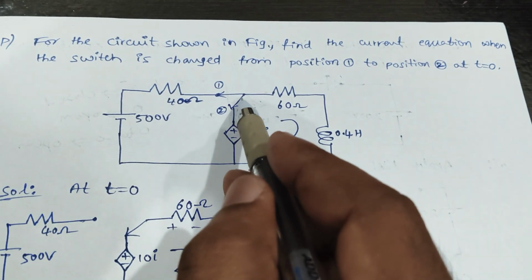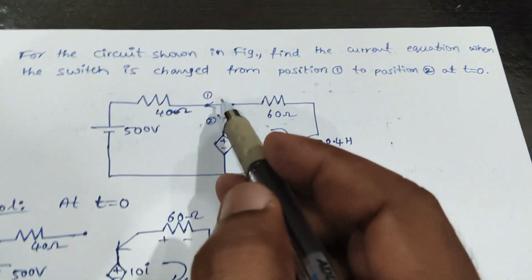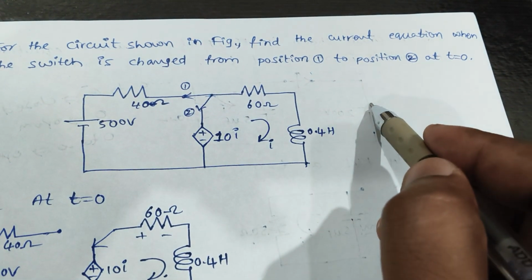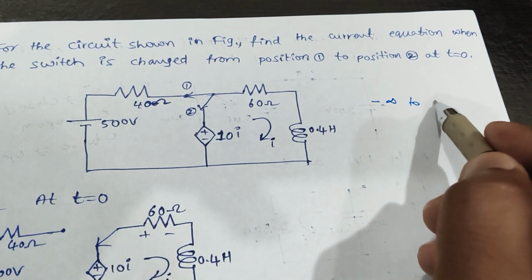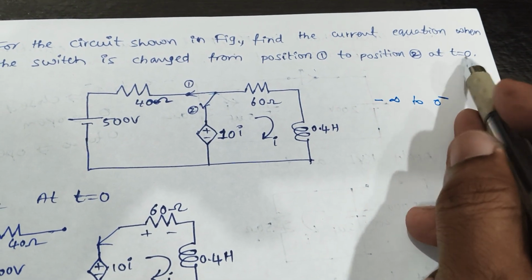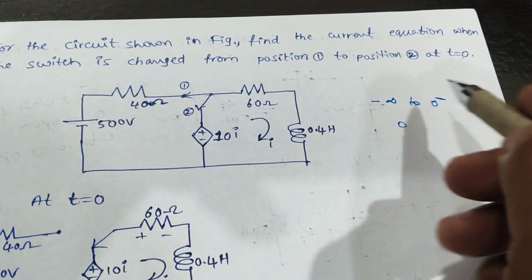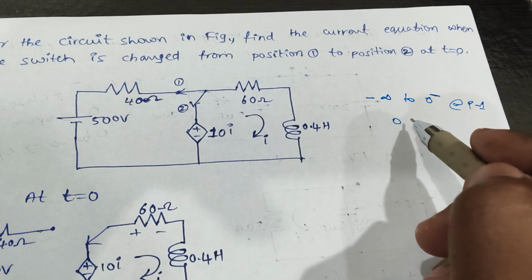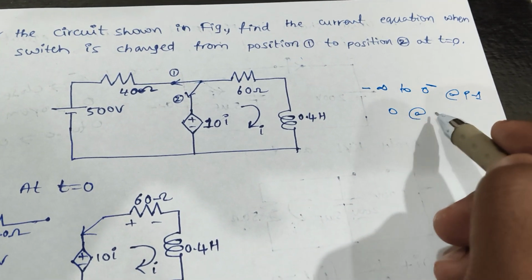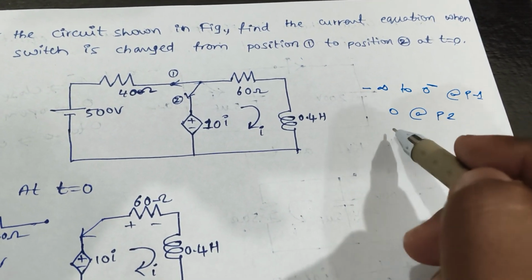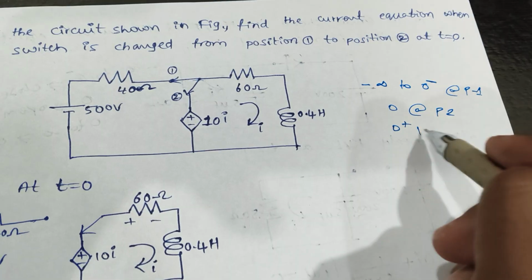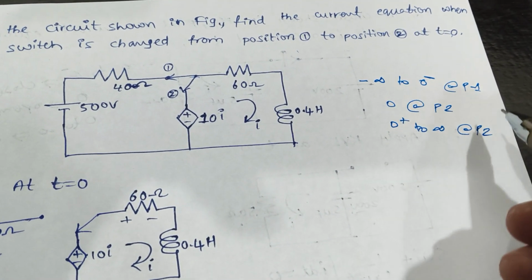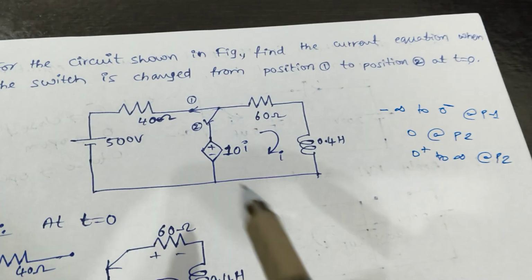Earlier the switch is in position 1. In position 1 the switch is for a longer time, that is from minus infinity till 0 minus, because at t equal to 0 the switch is in position 1. At 0 it is reaching position 2. From 0 plus to infinity it is at position 2 only. So that is what it means.